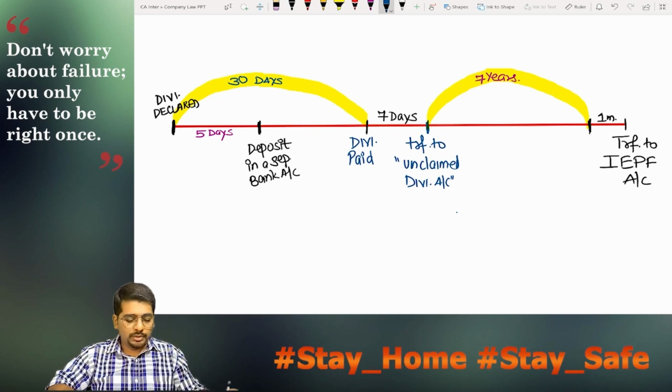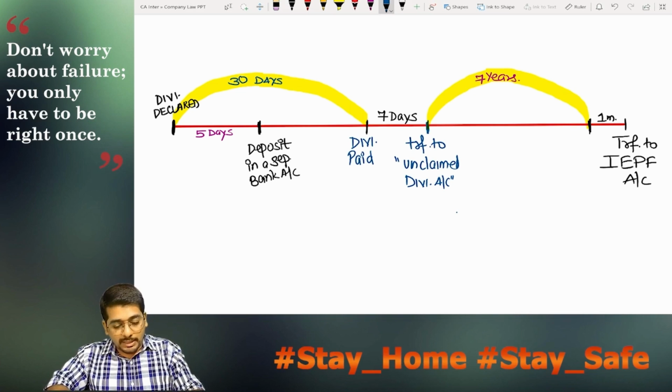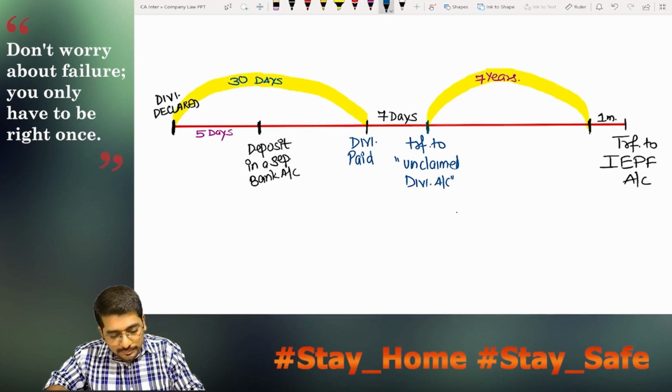Unclaimed or unpaid, whatever you want to call it. Okay, I'm writing one name only over here. One important thing, and that comes over here.